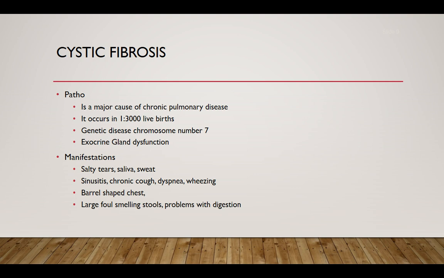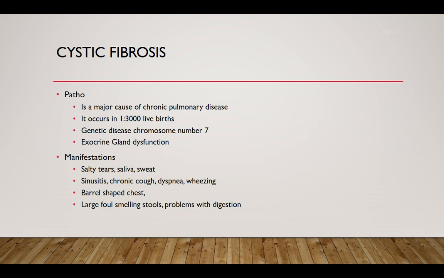Gastrointestinal findings: large frothy stools, bulky, greasy, foul-smelling, that's called steatorrhea, voracious appetite, failure to gain weight, delayed growth pattern, rectal prolapse, and anemia. Integumentary findings: sweat, tears, and saliva have an increasingly high content of salt. Endocrine and reproductive findings: viscous cervical mucus, decreased or absent sperm, delayed puberty in females.